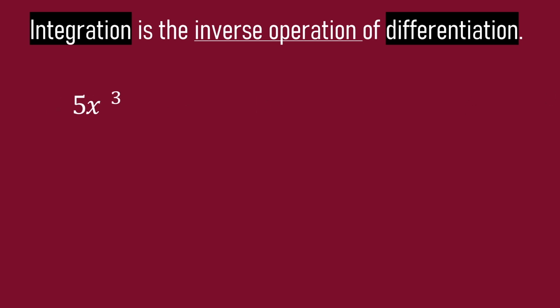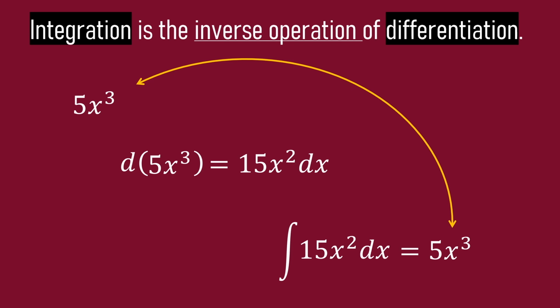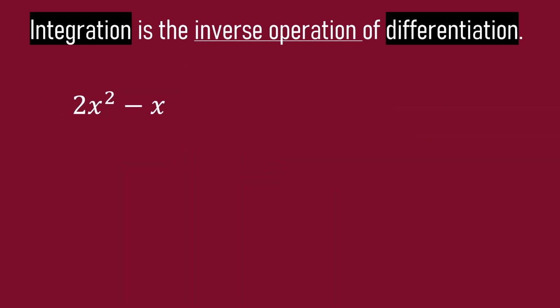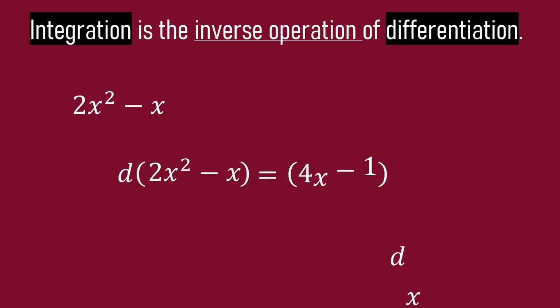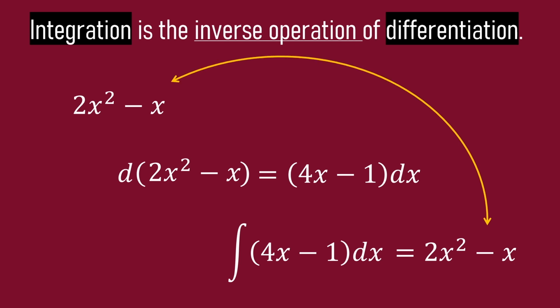Suppose you are given the function 5x cubed, and if you get the derivative of this function, you will get 15x squared dx. Now, if you get the integral of 15x squared dx, you will get the same exact function you are given earlier, and that is equal to 5x cubed. Another example. If you have 2x squared minus x, and if you get the derivative of this function, you will get 4x minus 1 dx. And if you integrate the result, you will get the same exact function you are given earlier, and that is 2x squared minus x. This is the reason why integrals are sometimes called the antiderivative of a function.